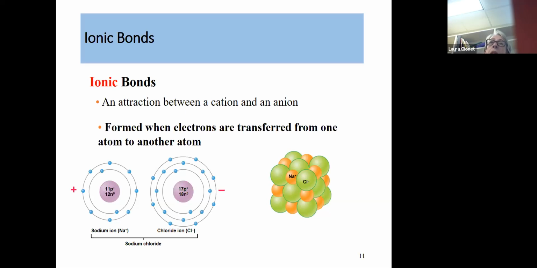So ionic bonds, it's an attractive force between a cation and an anion. Now how a cation and an anion are created is by swapping electrons from one element or atom to another. Formed when electrons are transferred from one atom to another. One becomes positive, one becomes negative, and then look over to the right. This is how sodiums and chlorides will stagger and be attracted to one another. And they'll alternate positive, negative, positive, negative, positive, negative.